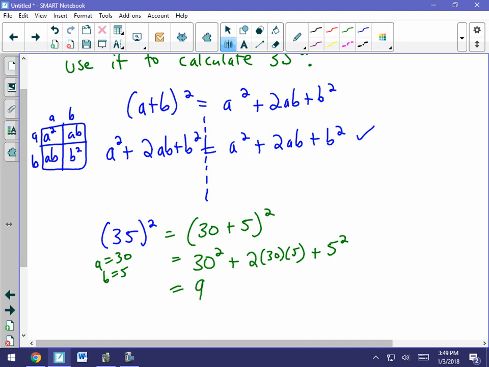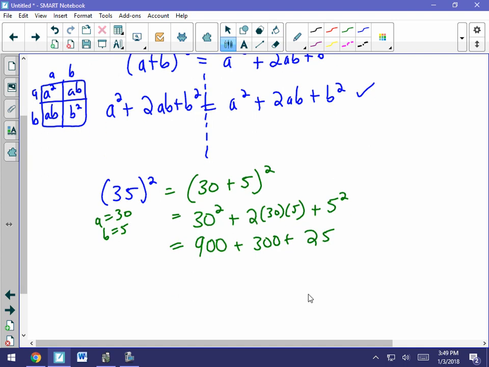30 squared, 3 times 3 is 9, a couple zeros there, 900. Okay, 2 times 30 makes 60. 60 times 5 would be 300, and then 5 squared is 25. So 900 plus 300 makes 1200, and then add another 25 on there. So we should end up getting 1225. Okay, so that's 35 squared using my identity.